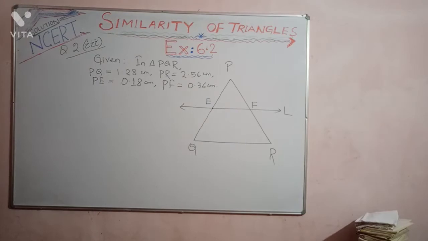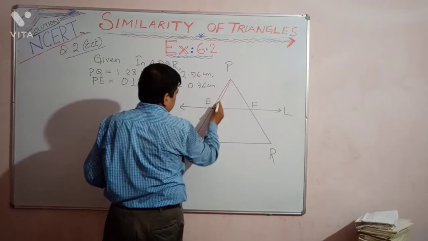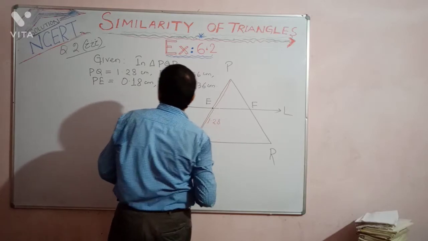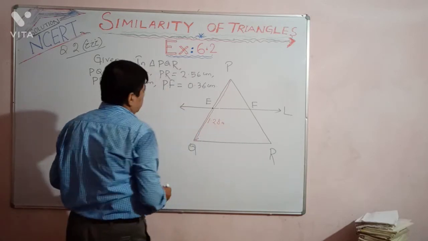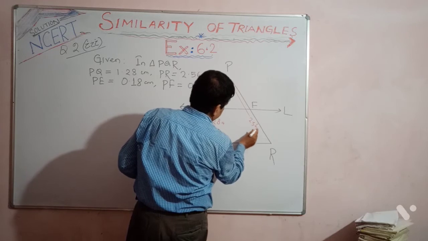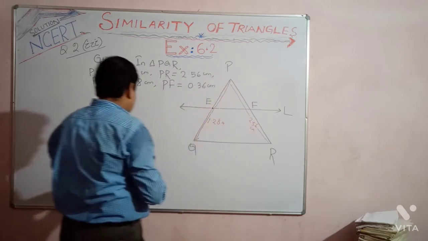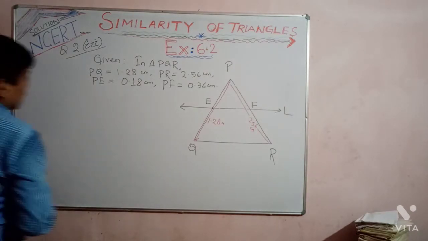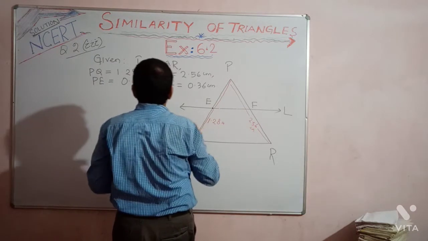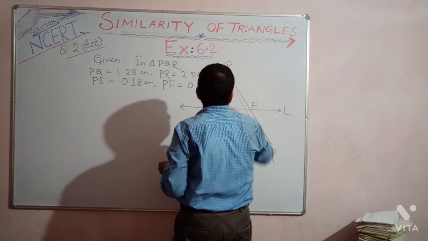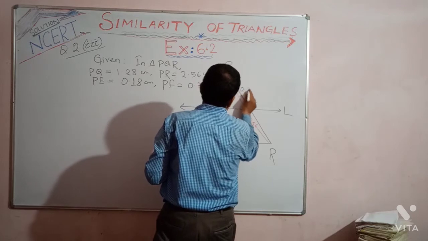PQ is given. Here you see the length PQ given: 1.28 centimeter. And again PR given: 2.56 centimeter. Right? And again PE given: 0.18 centimeter. And PF given: 0.36 centimeter.